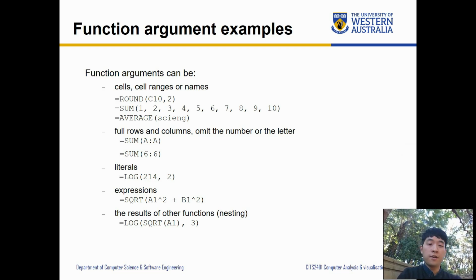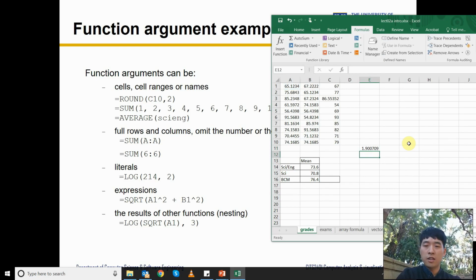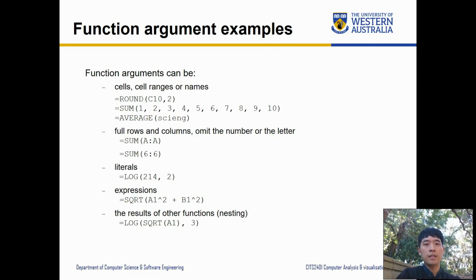The results of another function: I can nest functions as I showed you before. So this one equals log of the square root of A1, and give it a base of 3. It calculates 1.9 as a result. So these are all sorts of different types you can combine. It works with different types of functions as long as you match the function argument requirement. If it's expecting a number, you need to give it a number. If it's expecting a string, then you need to give it a string, and so forth.